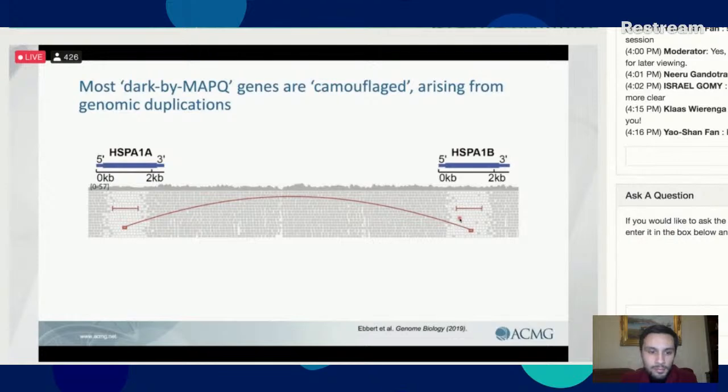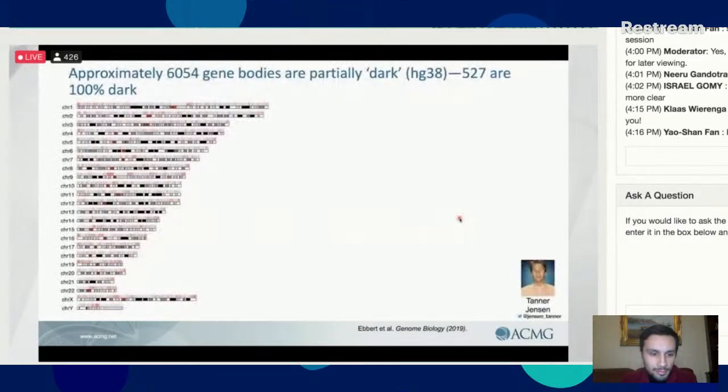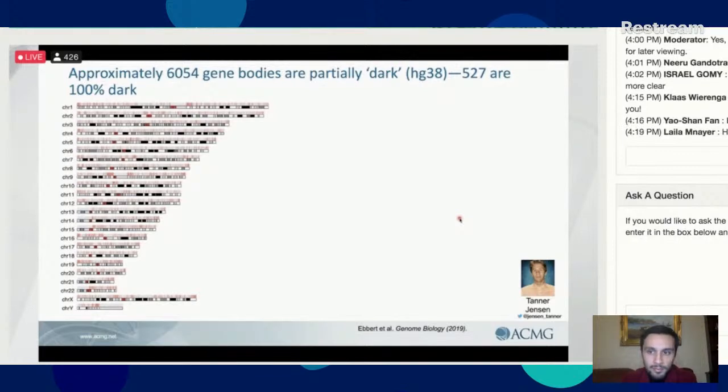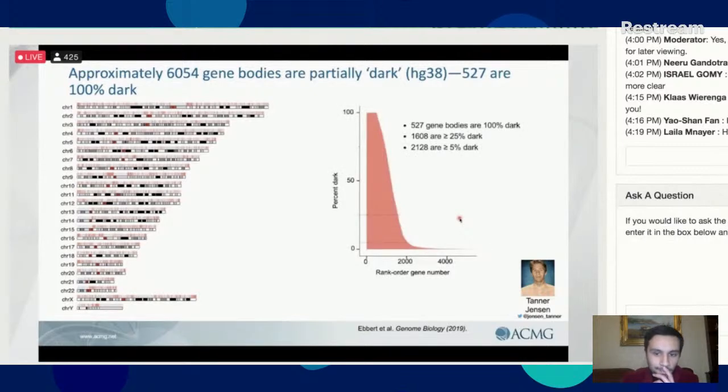They're lost. So as I mentioned, in our work we started to bump into some really important genes for our research that were dark or camouflaged. So we decided to systematically go across the genome looking to determine how many genes are affected. And it turns out that over 6,000 gene bodies are at least partially dark, and over 500 of those are completely dark from end to end.